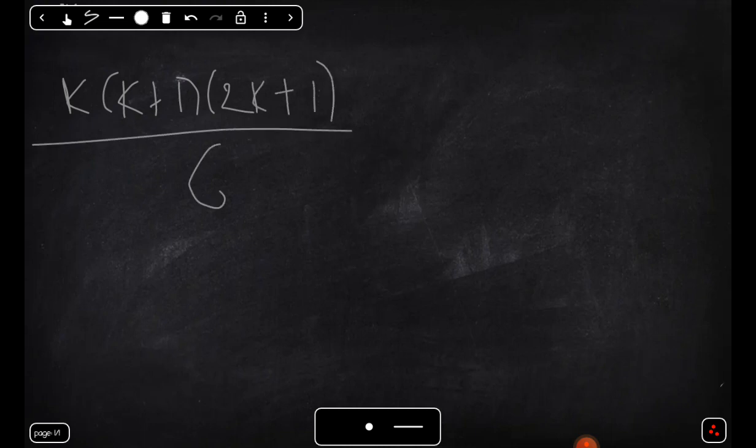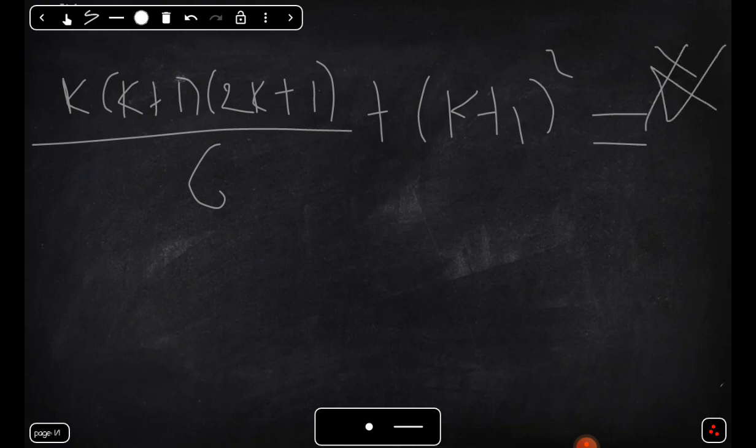First, we have the function on this side, going from k to k plus 1. So let's have it here. This is now k into k plus 1 into 2k plus 1 over 6, then plus k plus 1 squared. Now we want to prove that this left-hand side is equal to what we actually will obtain at the right-hand side.